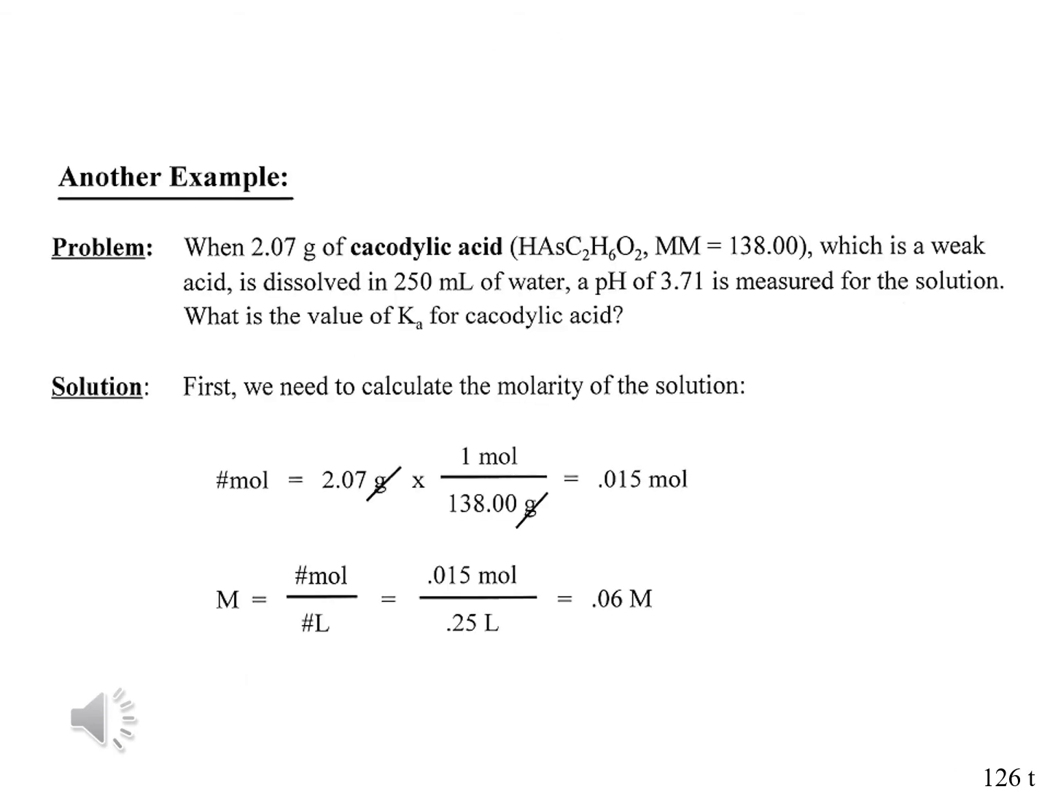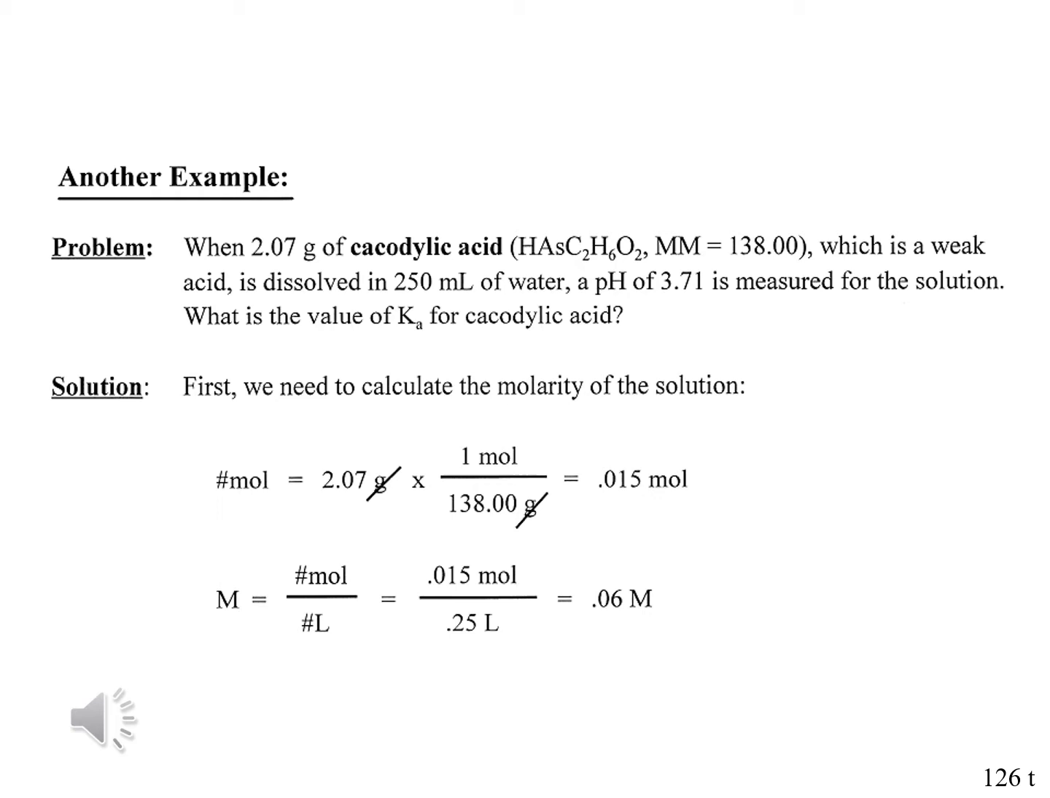This is another example of the problem with a different acid, and I wanted to do this because I want you to have two of these in your notes, but I also want to review some of the things that we did in the last class. This is a good way to do it. I picked this acid, cacodylic acid. It's one of a couple hundred of them that are listed in the Handbook of Chemistry and Physics, and it has arsenic in it, which is kind of cool because that's poison.